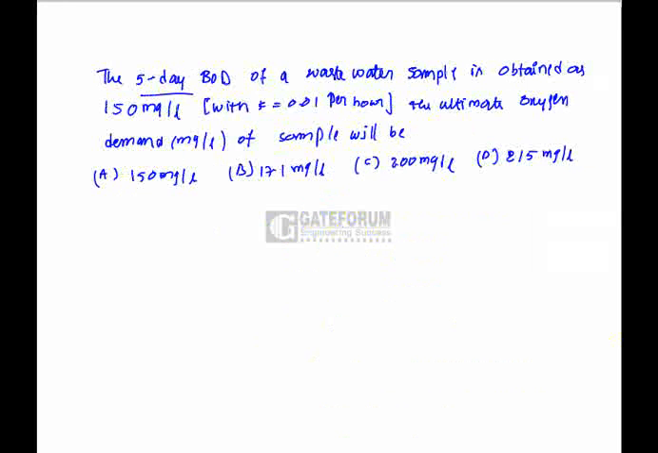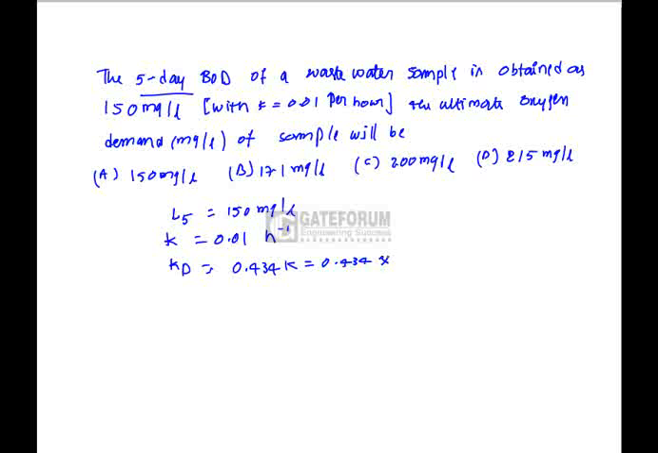The question is about the 5-day BOD of a wastewater sample. The 5-day BOD, L5, we can take as 150 milligrams per liter, and K is given as 0.01 per hour. So K_D is equal to 0.434 K, where K is 0.01 per hour.